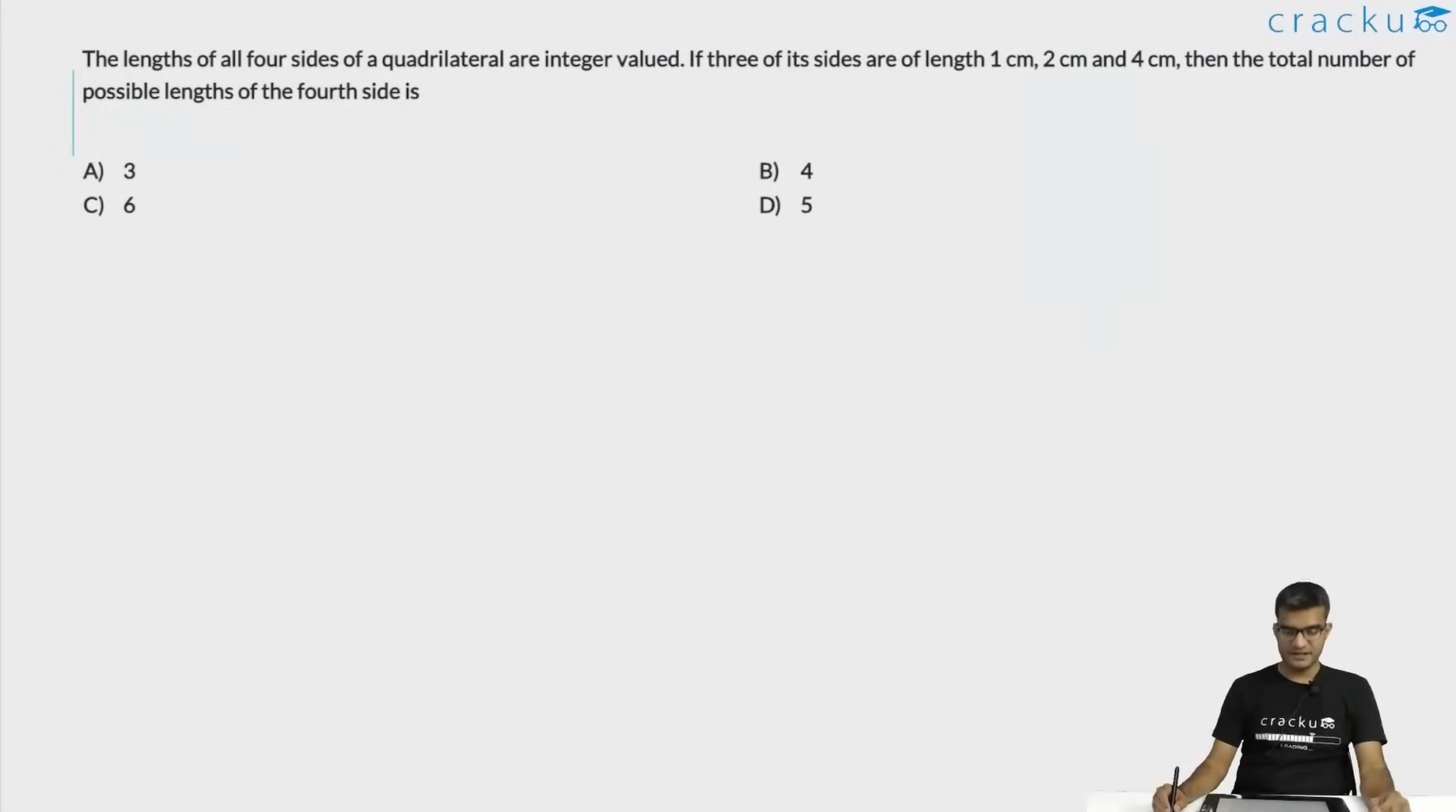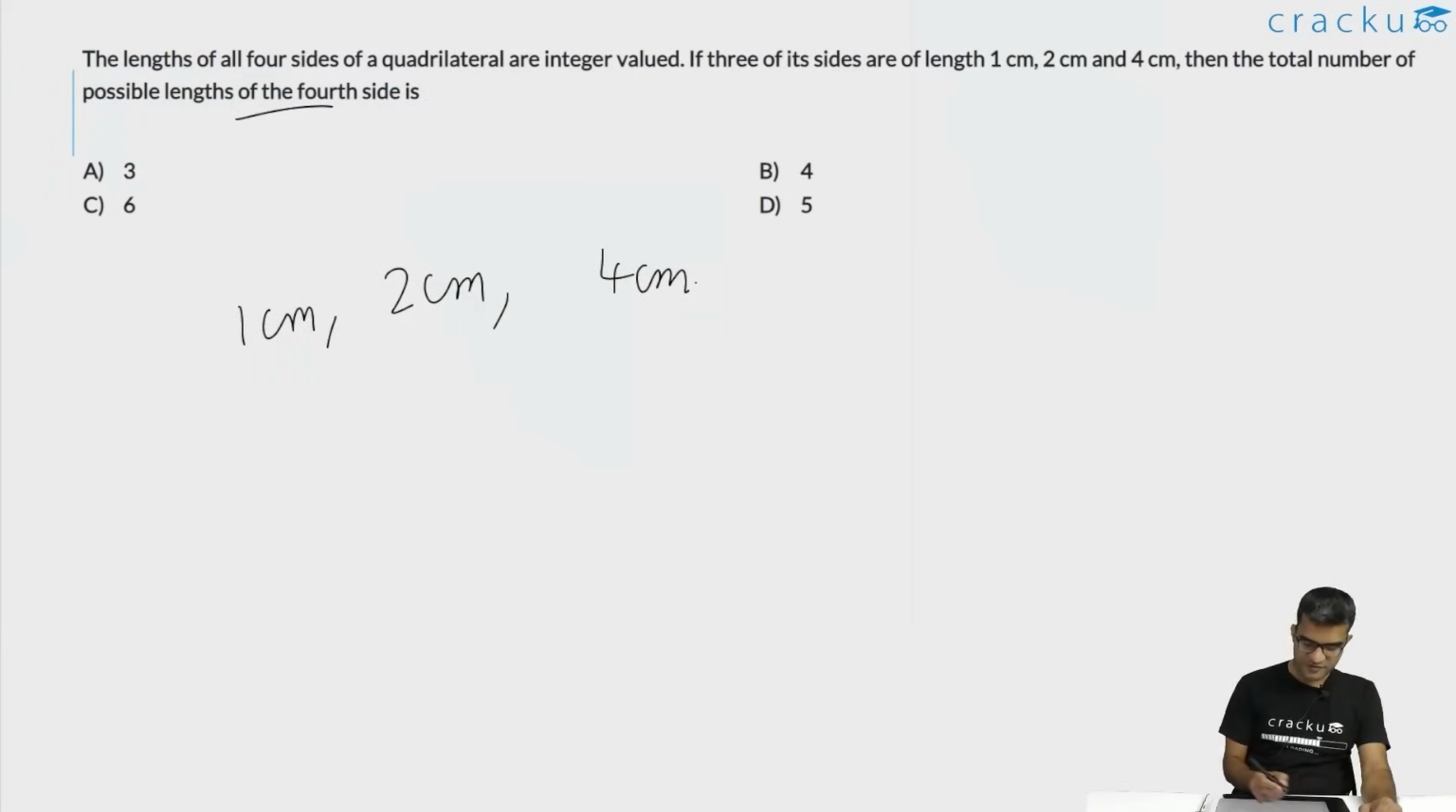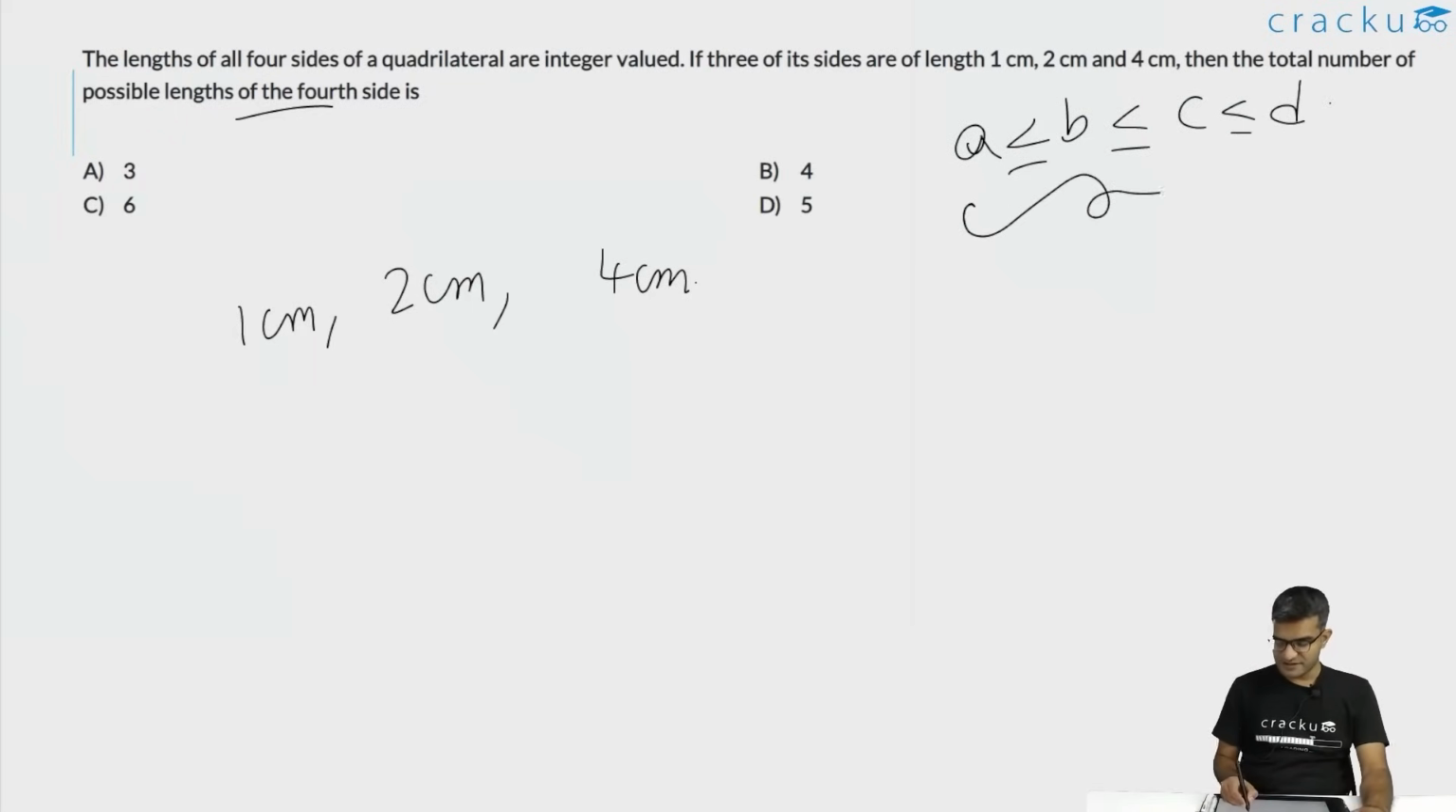In this question, we are told that there are 3 sides of a quadrilateral. They are given to be 1 centimeter, 2 centimeters and 4 centimeters. We are asked to calculate what are the possible lengths of the fourth side if that is an integer, and these 4 make up a quadrilateral. If you have 4 sides of a quadrilateral such that A is less than or equal to B, is less than or equal to C, is less than or equal to D, the sum of the smallest 3 sides, A plus B plus C, has to be strictly greater than the largest side. Only then will the 4 lengths be part of the sides of a quadrilateral. If it is either equal or less than, then they cannot form a quadrilateral.